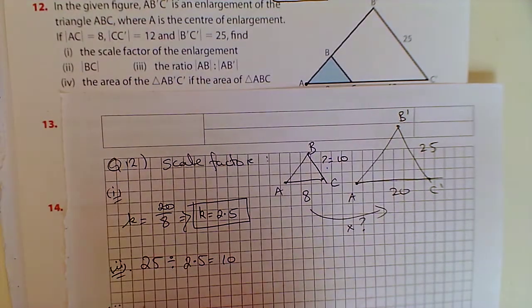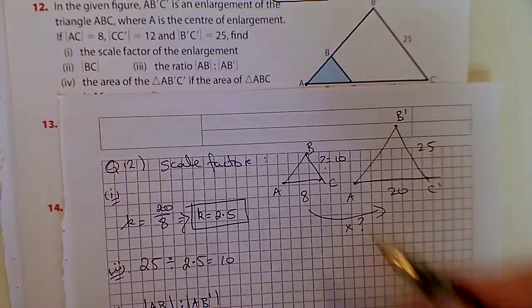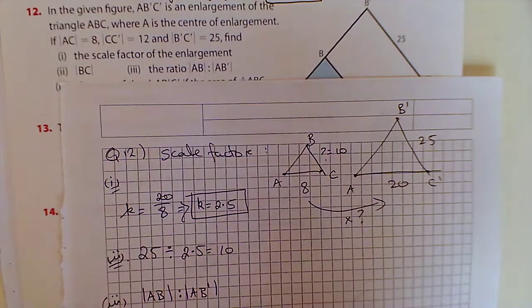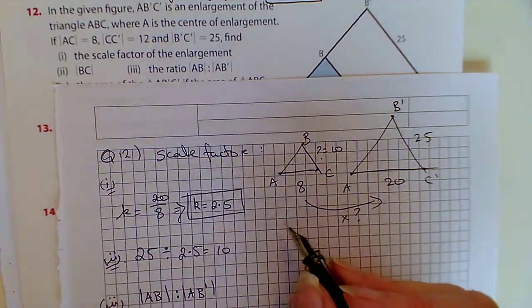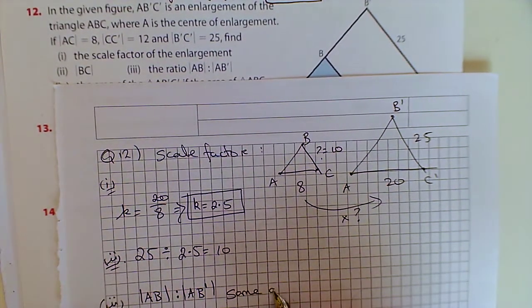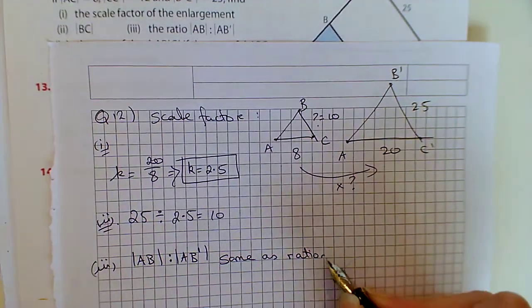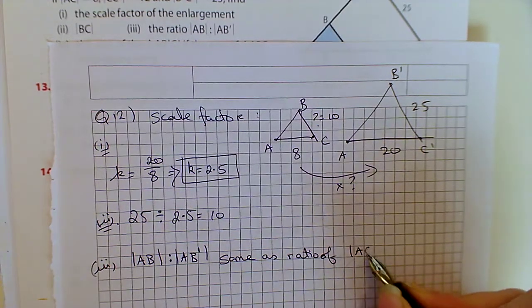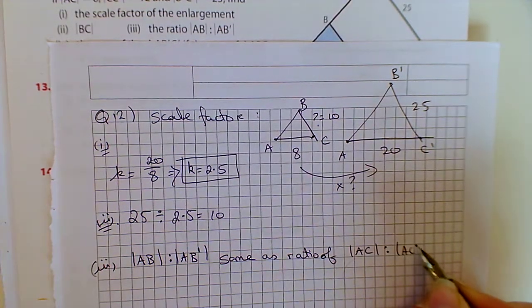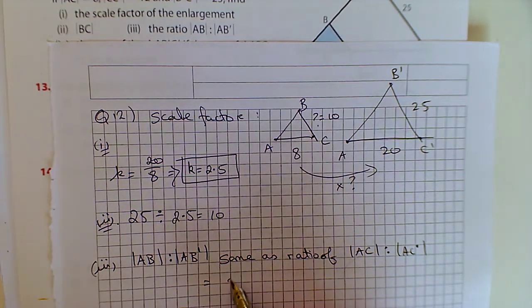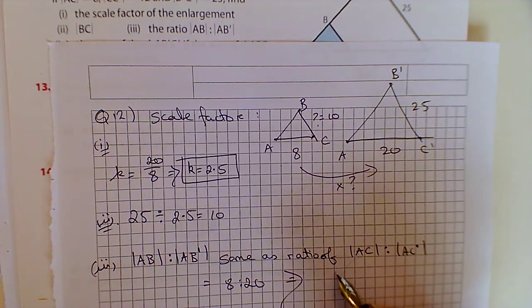And then the next part, find the ratio of AB to AB'. And we don't have numbers for these. So we can't fill in numbers, which means we just have to recognize the fact that this will be the same as the ratio of any of the other two pairs of sides together, of AC to AC'. So that is going to be 8 is to 20, which simplifies to 2 is to 5.